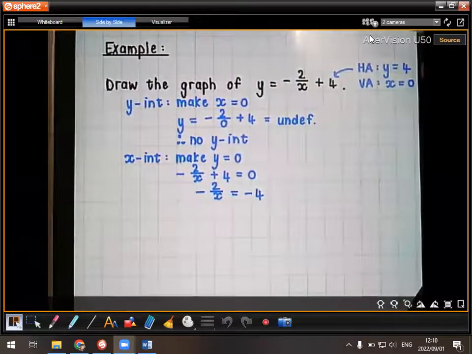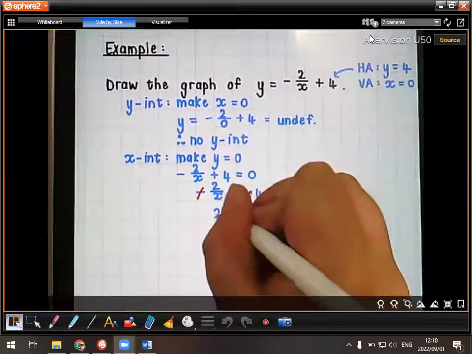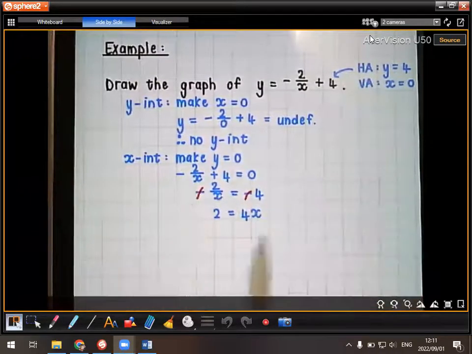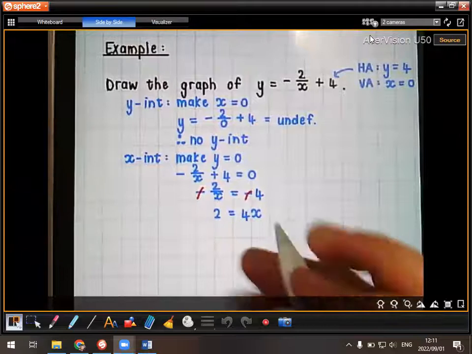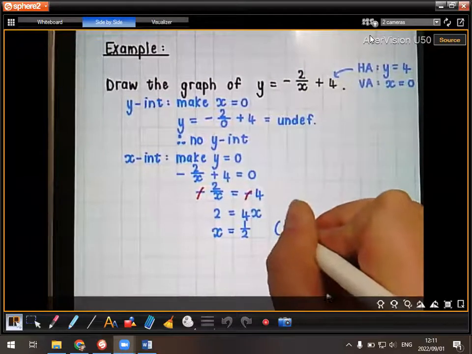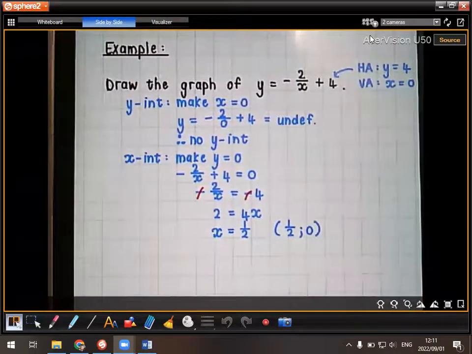What can I do with those two minuses? What's a negative divided by a negative? Positive, hey? So the minuses basically cancel each other out. What do I do about x? I'm going to have to multiply by x, right? So I'm going to have 2 equal to 4 times x. On this side, I'm dividing by x. The opposite of dividing by x is multiplying by x. All right, now we must divide by 4. What's 2 over 4? Okay, so my x-intercept is going to be the point of 0.